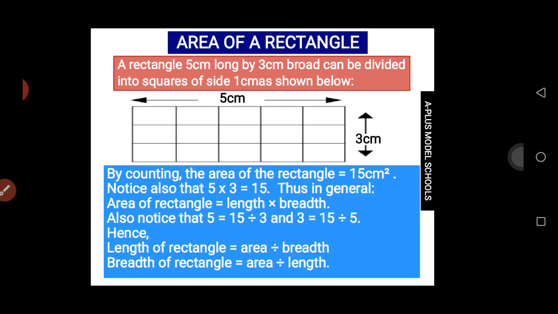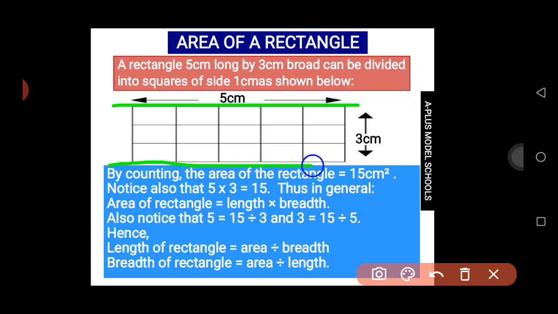So let's move to area of a rectangle. Don't forget, one of the properties of a rectangle is that opposite sides are equal. So it means the length here will also be equal to this side. Then the 2 perpendicular sides are also equal to each other. So from there, the formula for finding the area of a rectangle is length times breadth. Length times breadth. That is the formula for finding the area of a rectangle.